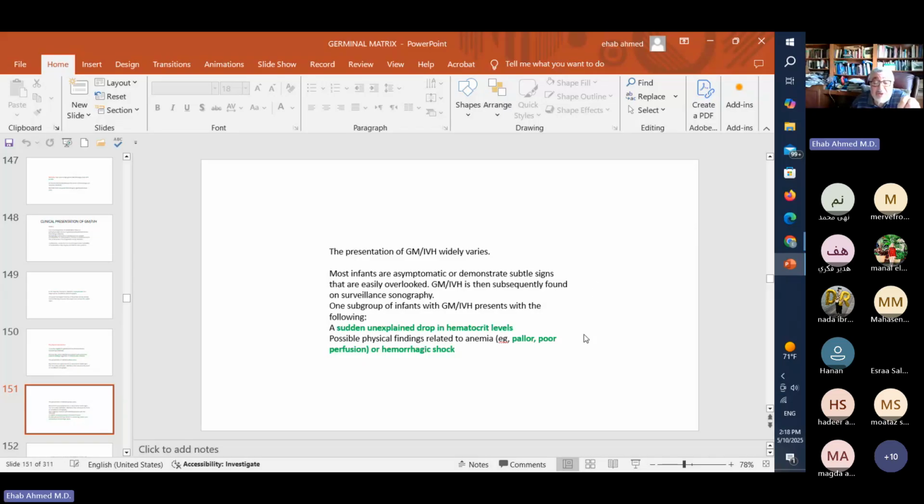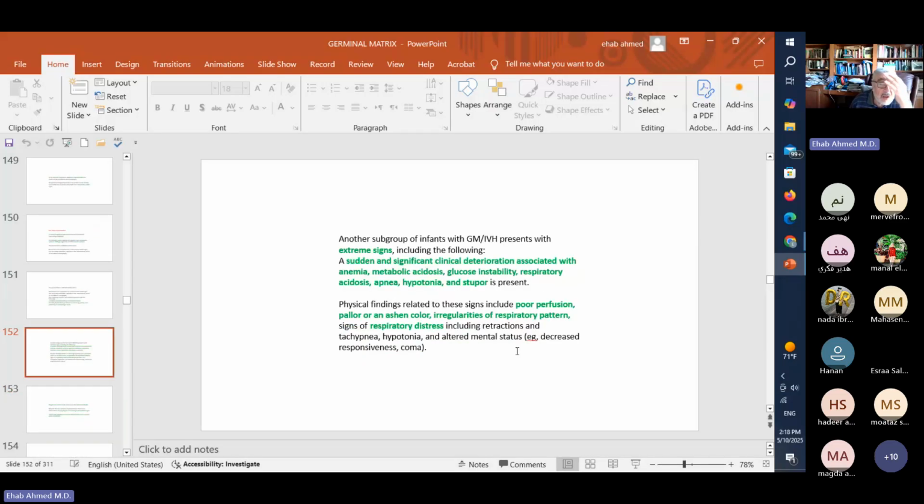Some of the presentations that you should take care of: a sudden unexplained drop in the hematocrit; your baby becomes pale with poor perfusion or is in hemorrhagic shock; significant clinical deterioration associated with anemia, metabolic acidosis, glucose instability, respiratory acidosis, apnea, hypotonia, and so on. And we see this presentation in very severe cases.